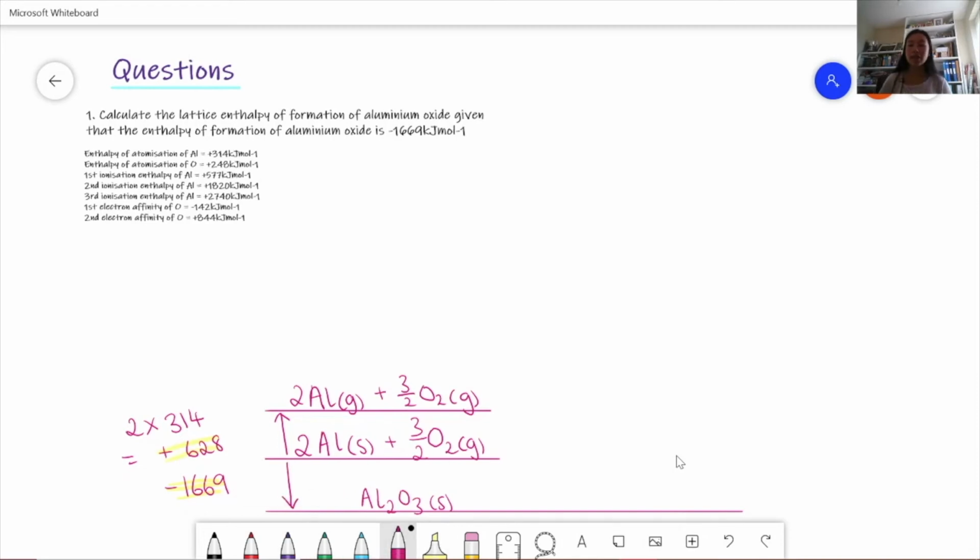And then the next thing I do is we'll do the enthalpy of atomization of the oxygen. And so I leave the aluminium alone and I atomize the oxygens.